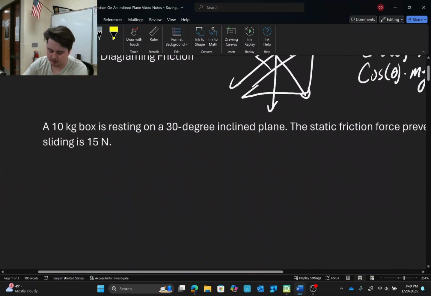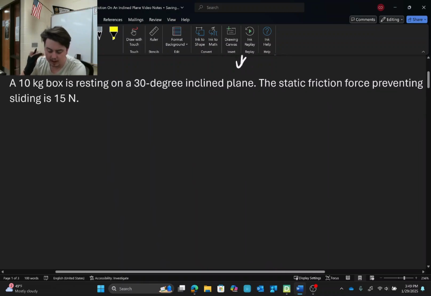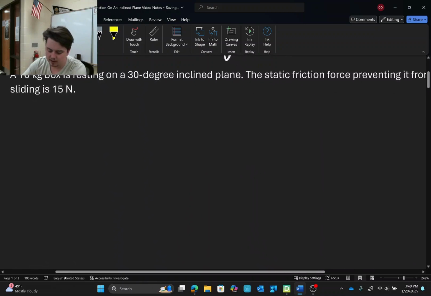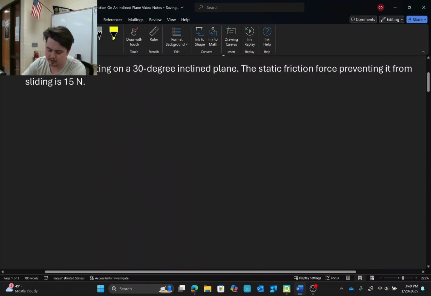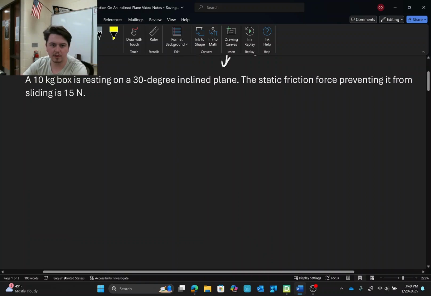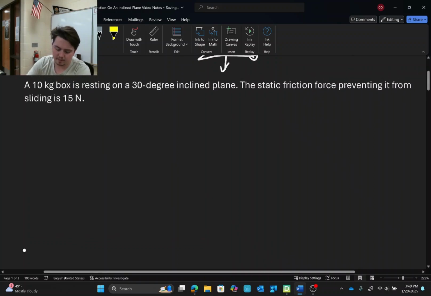So let's get started. A 10 kilogram box is resting on a 30-degree inclined plane. The static friction force preventing it from sliding is 15 newtons. Oh, let me slide that a little bit. There we go. All right.